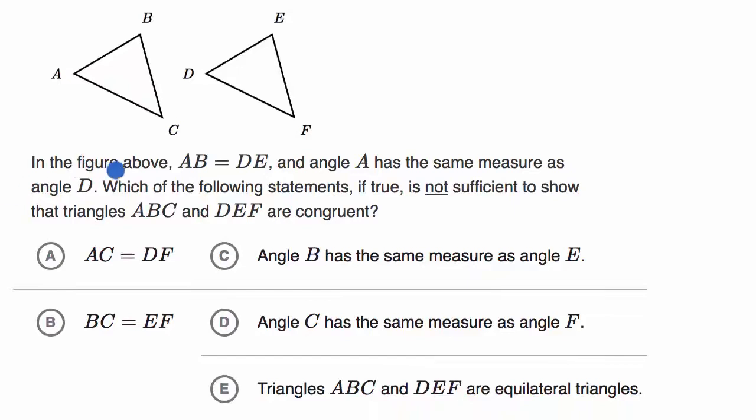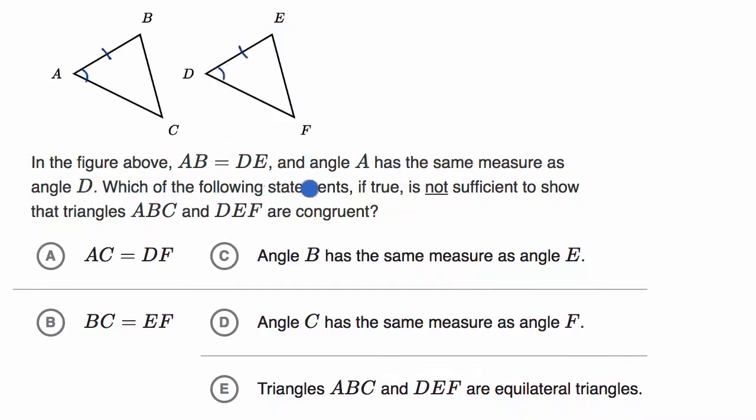We're told in the figure above that AB, the length of that side right over there, is equal to DE. So let me mark that off. AB is equal to DE, and angle A has the same measure as angle D.